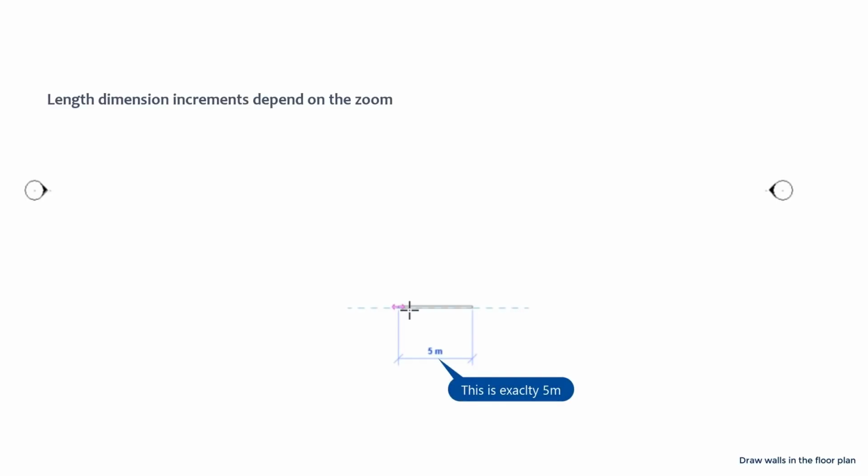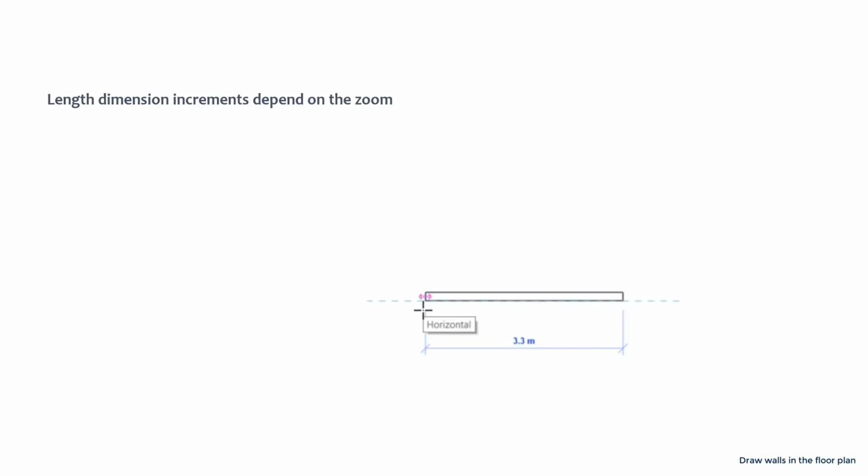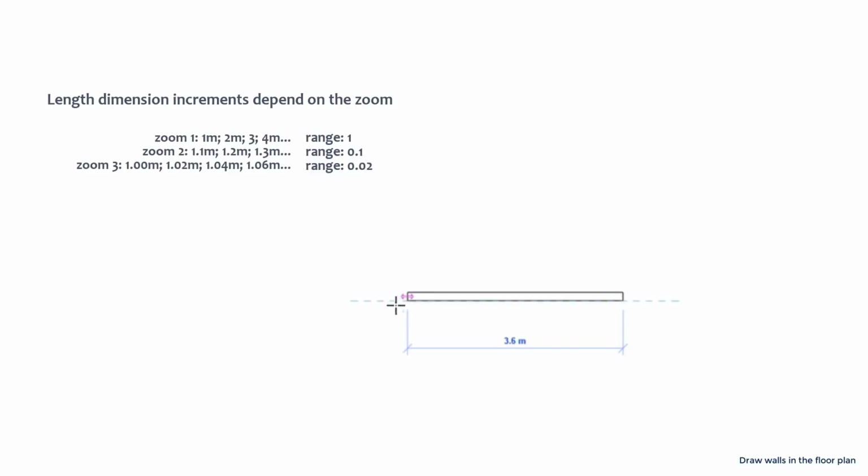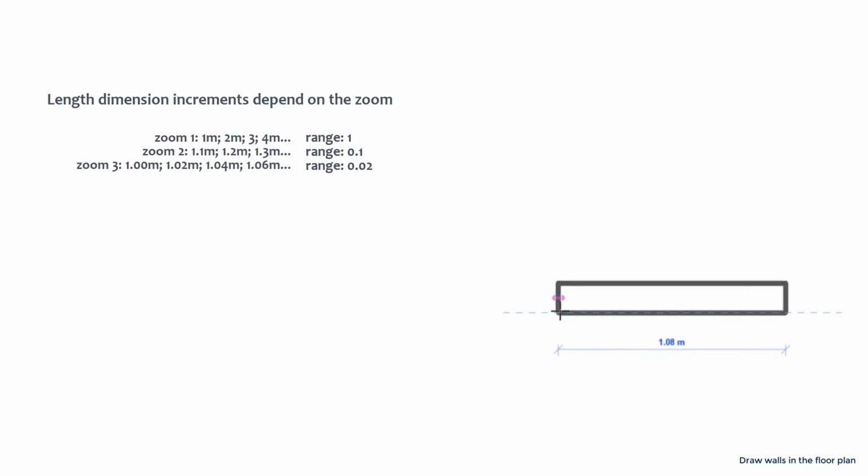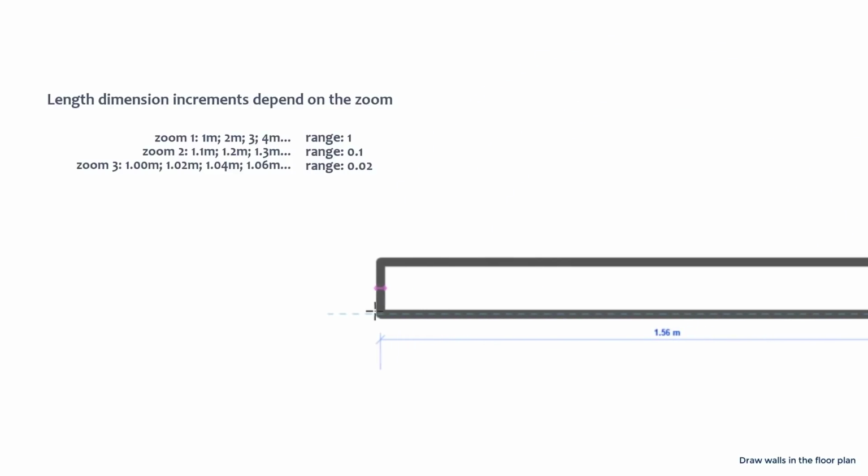Now let's zoom in a bit, and at this moment the values change in a range of 0.1 between each other. Zoom again, a bit more, and the values are even more closely. This time it's snapping every 0.02 meters.